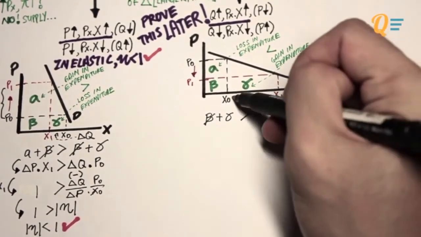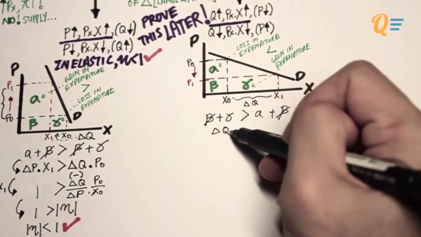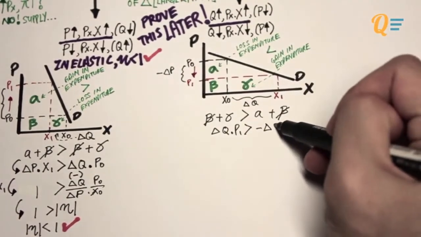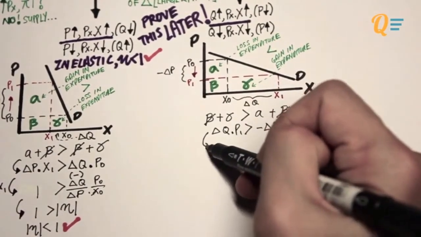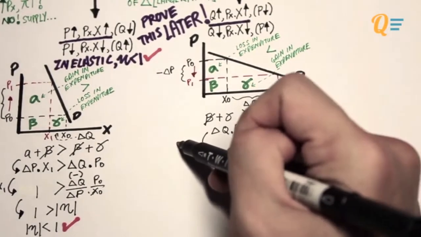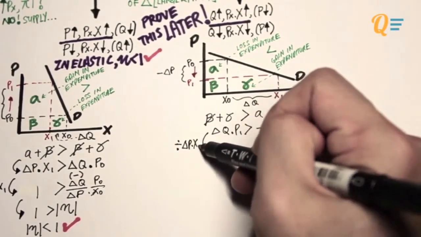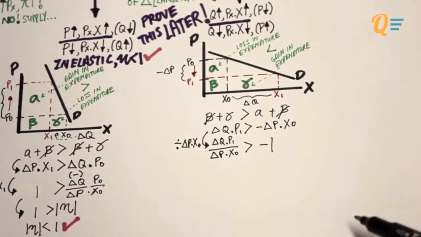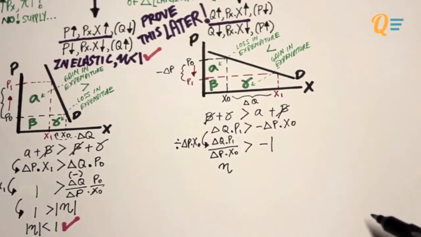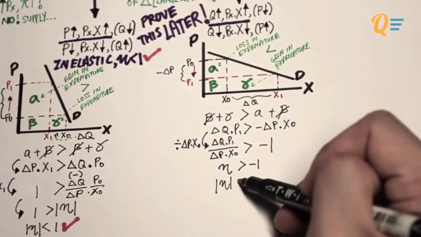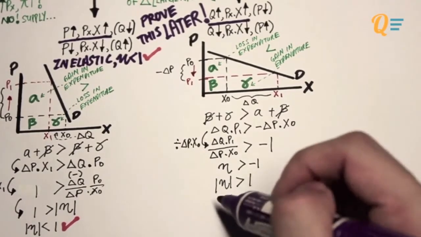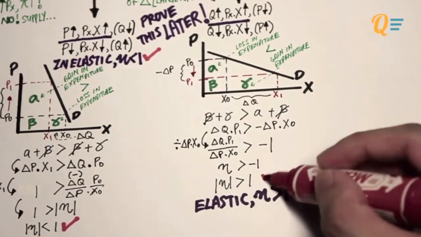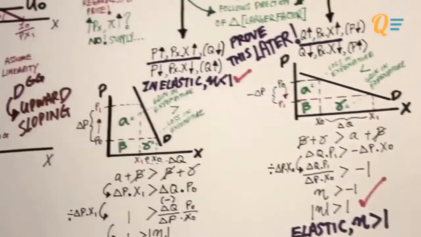I'm going to cancel the common terms again, and gamma is simply the change in Q multiplied by P1, and this is more than the change in price multiplied by X naught. Take note of the negative sign you see there. The next thing I'm going to do is divide this entire equation by the change in price multiplied by X naught. So what I get is this figure over here, which is more than negative 1. So therefore, mu is going to be more than 1, and I'm going to take the absolute value. The price elasticity of demand is more than 1. Therefore, this is an elastic demand, and again, I've proven that there is a positive relationship between quantity and expenditure.